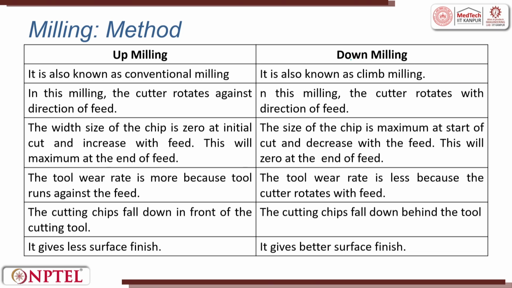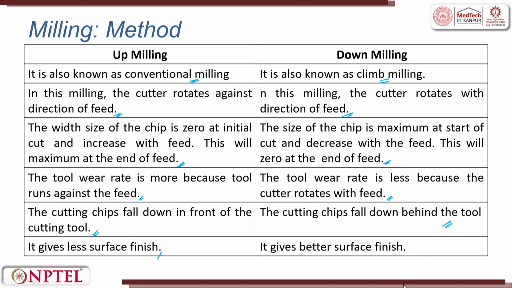So what are the differences between up milling and down milling? Up milling is otherwise called conventional milling; down milling is called climb milling. The cutter rotates against the feed direction in up milling, and along the feed direction in down milling. The width of the chip is 0 to max in up milling, max to 0 in down milling. The tool wear is more in up milling because the tool runs against the feed. The tool wear is less in down milling because it runs along the feed. The chip falls down in front of the cutter in up milling, and behind the cutter in down milling. The surface finish is poor in up milling, and good in down milling.